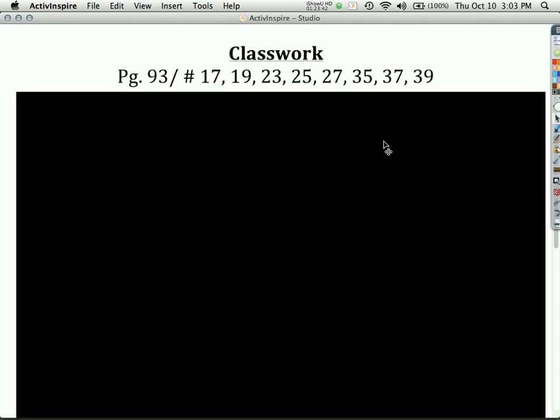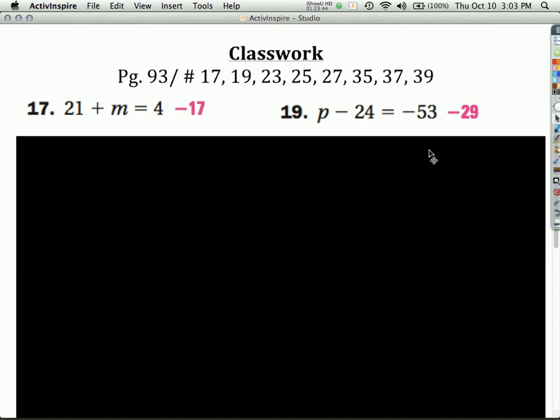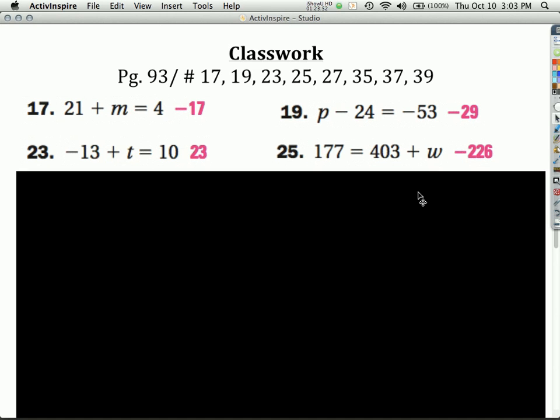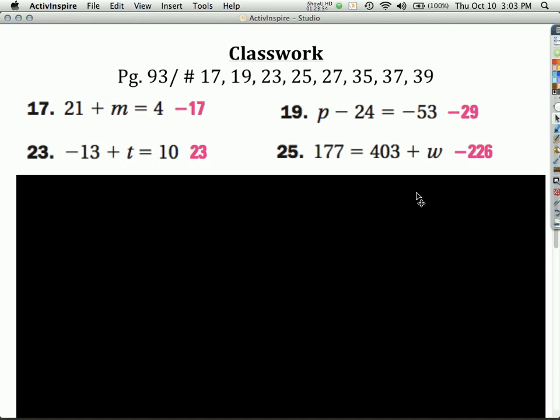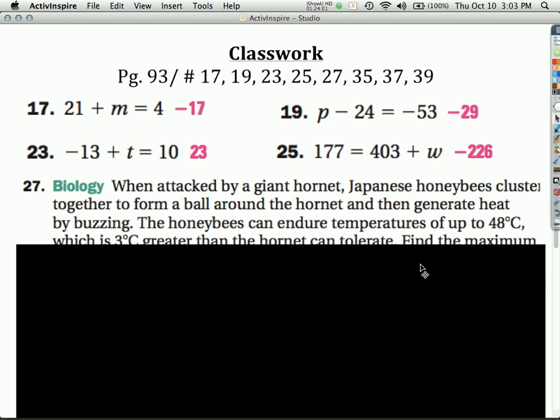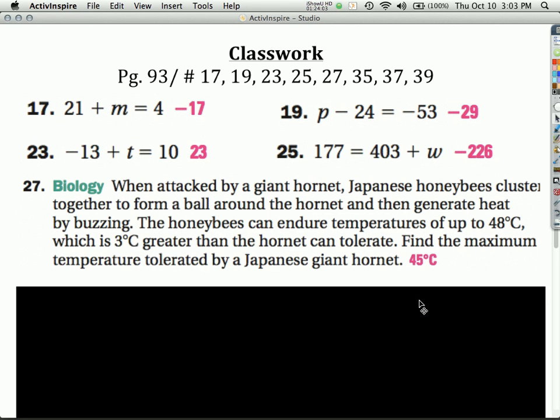Color pens up and let's see how we did. Number 17 and 19. Number 17, the answer was -17. Number 19, the answer was -29. 23, the answer was 23. Number 25, the answer was -226. Number 27 comes out to 45 degrees Celsius.